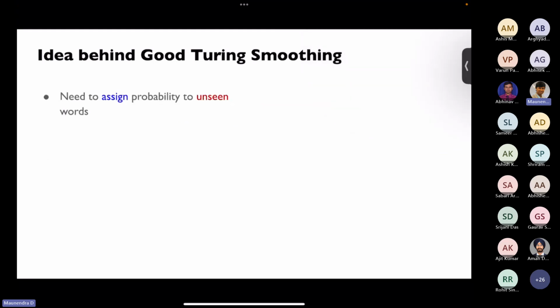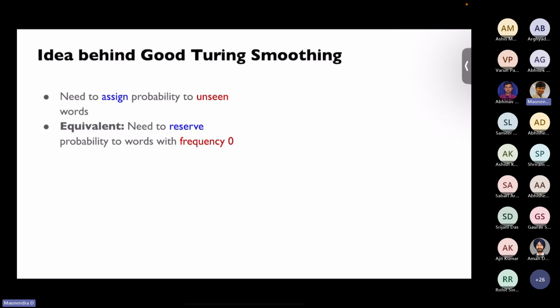Yeah, so this is called Good-Turing smoothing. We need to assign probability to the unseen words, otherwise they become 0, and the purpose of smoothing is to assign some probability to them. So it is equivalent to reserving some probability for words with frequency 0. Unseen words means frequency 0 words.